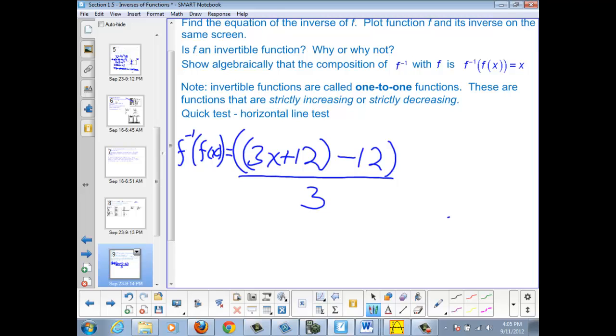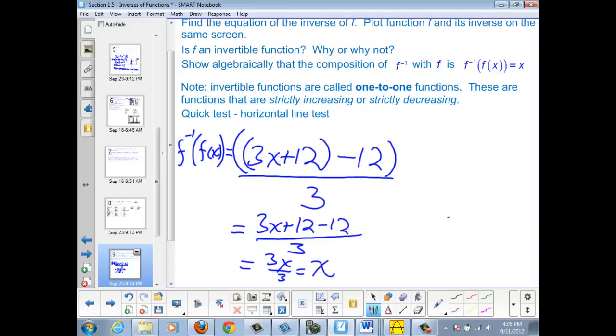So let's simplify. (3x plus 12 minus 12) all over 3. And that becomes 3x over 3, which is equal to x. So we've shown that algebraically.